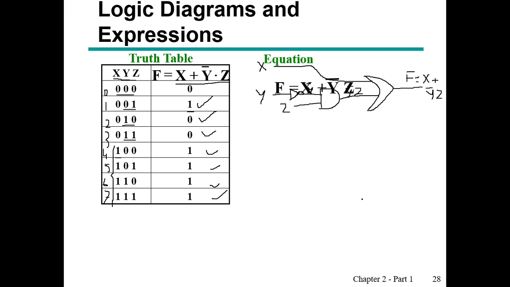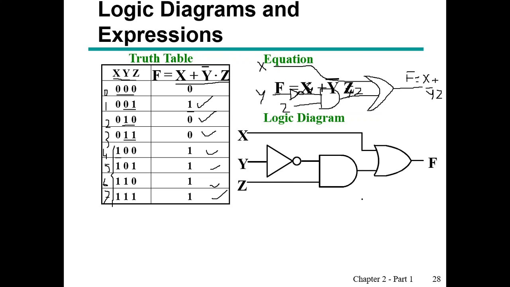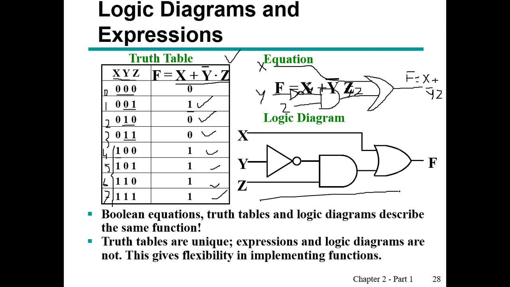This is the equation, and this is the logic diagram. This is just an example. We can have Boolean equations, we can create truth tables and then logic diagram. So they all describe the same function. This truth table, this Boolean expression, and this logic diagram, they all represent the same thing, but in different ways. And we learn about it.